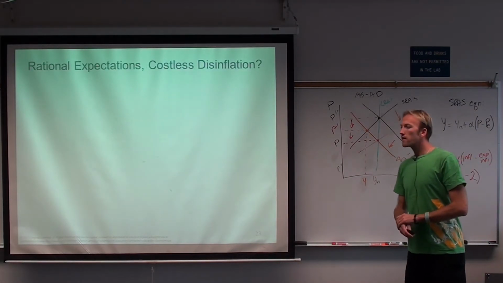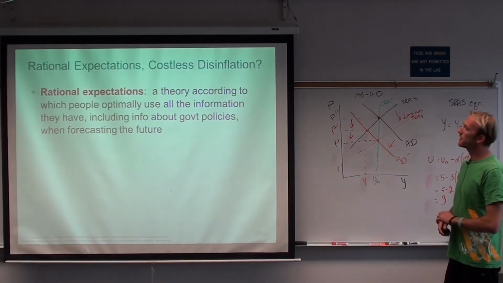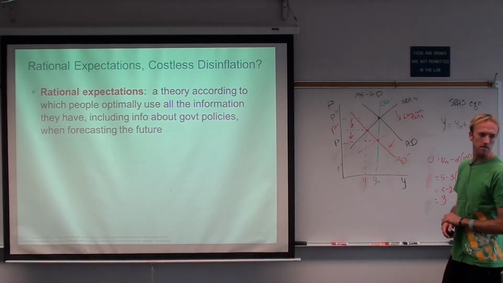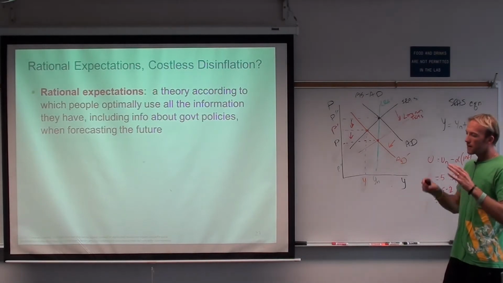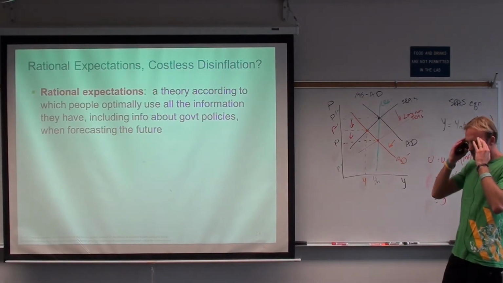And so somebody came up with an idea. They called it rational expectations. And basically it is that people are not as crazy as we think.